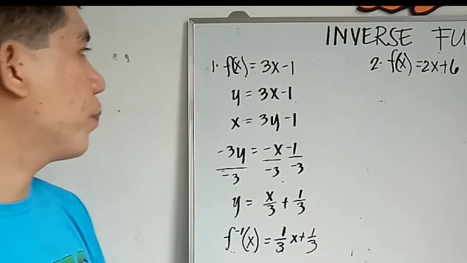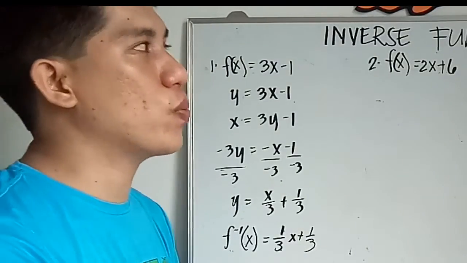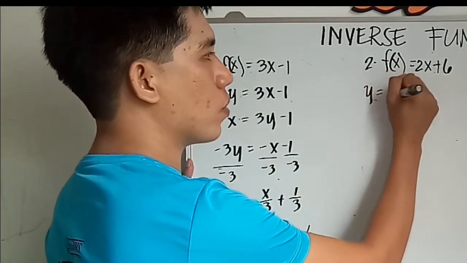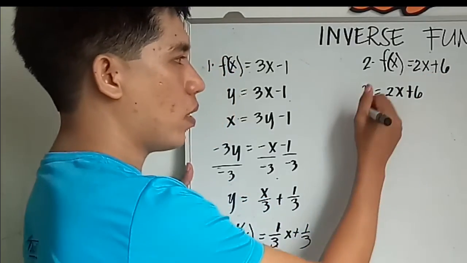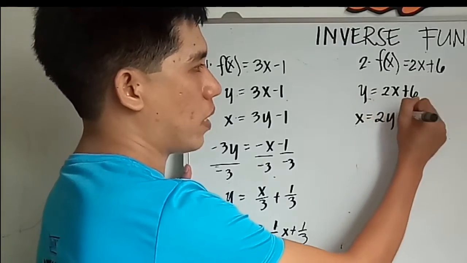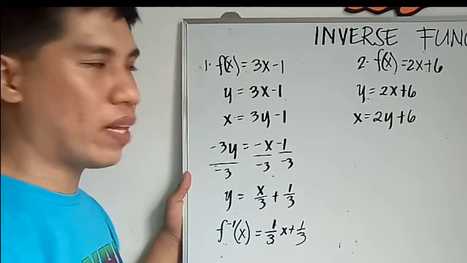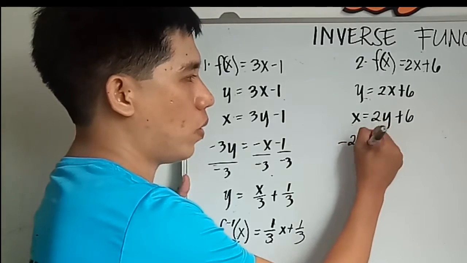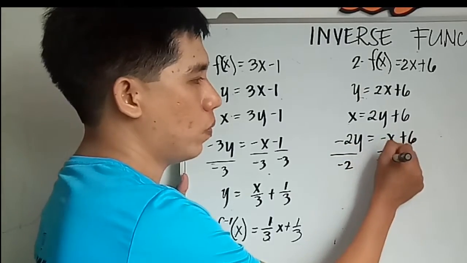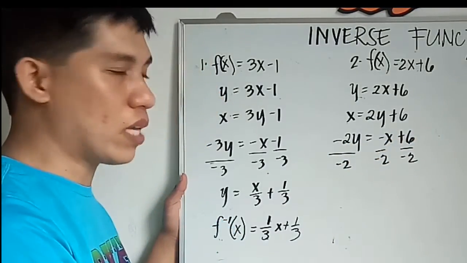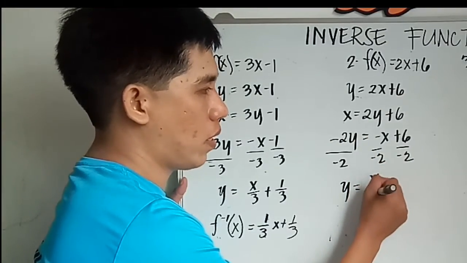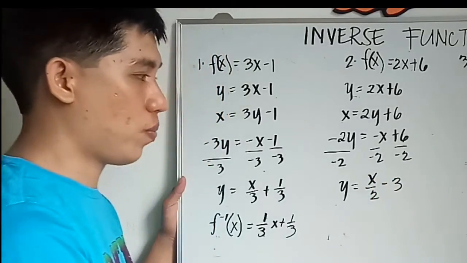Next, number 2. f of x is equal to 2x plus 6. Okay? So we will change f of x to y, then 2x plus 6. Then we switch. y will become x, then x will become y. Then we will solve for y. So negative 2y is equal to negative x plus 6. Divide each term by negative 2, by the division property of equality. So this will become y equals x over 2 and negative 3.